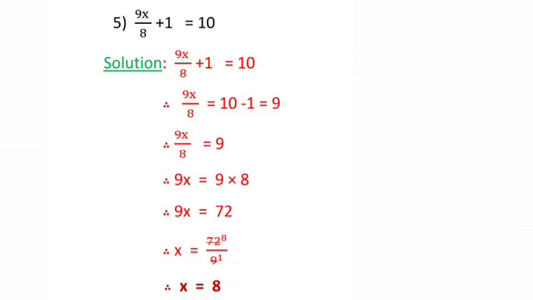Now this 9, when it comes to your right hand side, it gets converted into division. Very good. Therefore x is equal to 72 upon 9. After cancellation you get the value of x as 8. Therefore x is equal to 8.